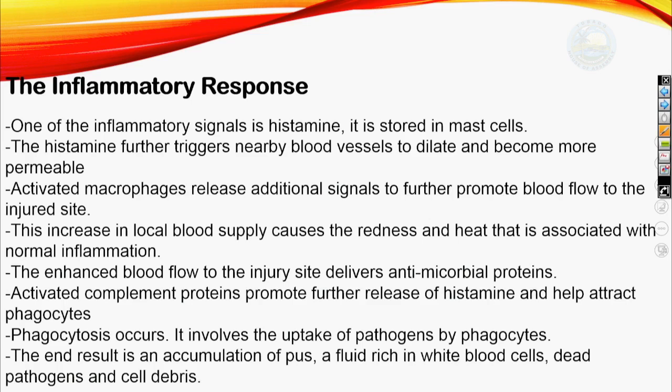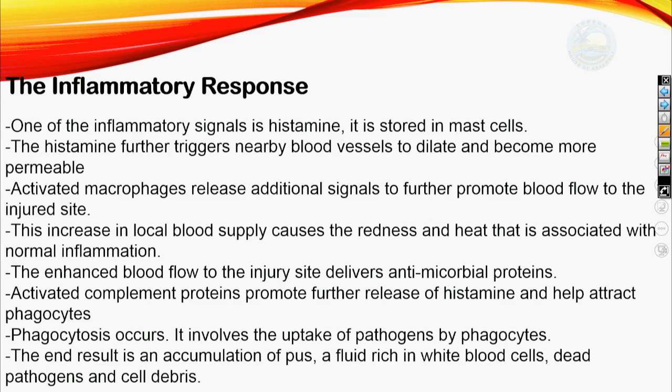The enhanced blood flow to the injury site delivers antimicrobial proteins. Activated complement proteins promote further release of histamine and help attract phagocytes. Phagocytosis occurs. It involves the uptake of pathogen by the phagocytes. The end result is an accumulation of pus, a fluid rich in white blood cells, dead pathogens, and cell debris.